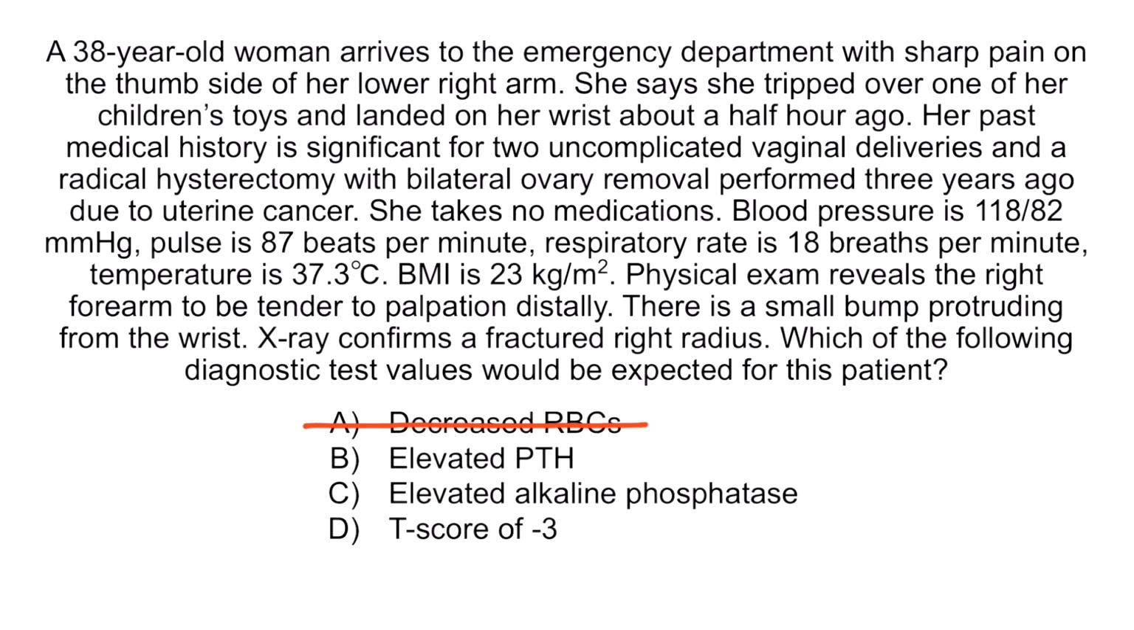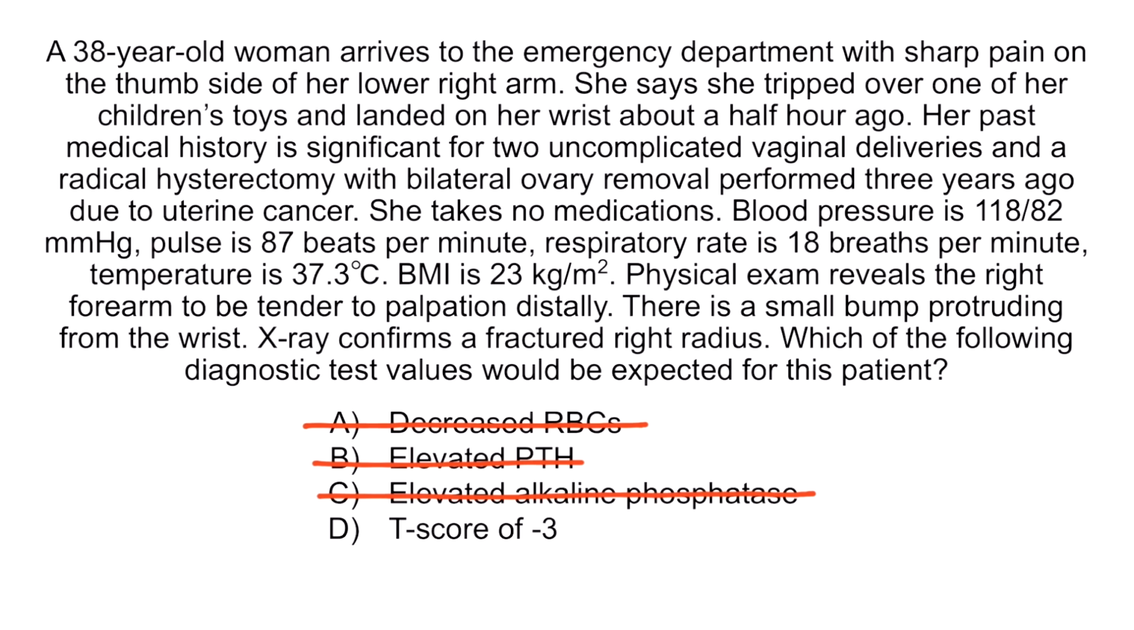Now, decreased levels of red blood cells paired with bone fractures would be more indicative of multiple myeloma as opposed to osteoporosis. Now, answer choices B and C are incorrect because in osteoporosis, alkaline phosphatase, calcium, phosphate, and PTH are all normal. And this is because this disease process is mainly due to decreased estrogen rather than some pathological process. And as mentioned earlier in this lecture, we're not quite sure why this decreased estrogen causes osteoporosis.